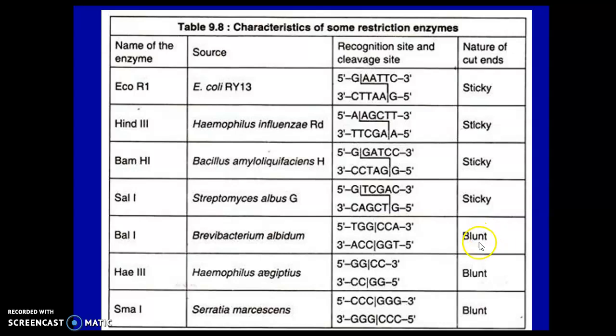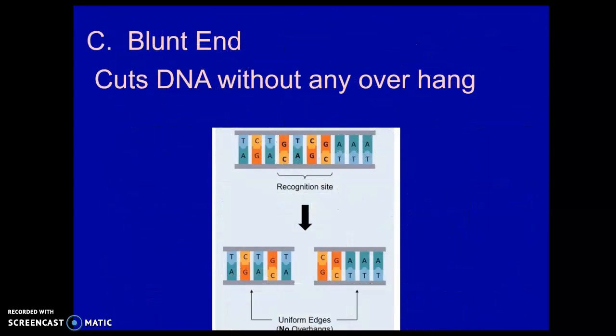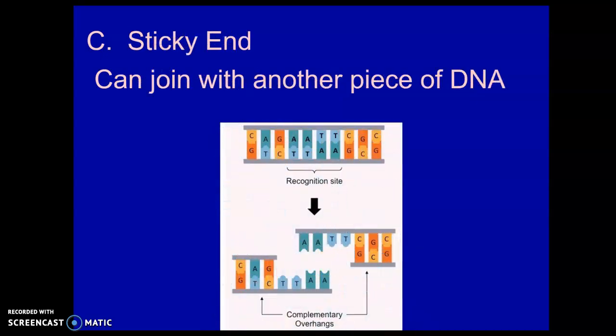But if you look down here, some of them make what are called blunt ends. And the big difference between a sticky and a blunt end is whether or not there's a little bit of hangover, or whether or not the cuts are straight down. So the blunt ends, the cuts are made without any overhang. So there's nothing to take these two little segments of DNA and join them. Can't join them with anything. A sticky end can be joined with another piece of DNA.